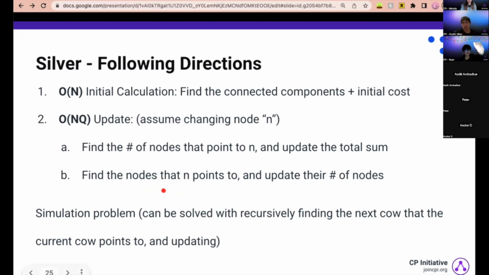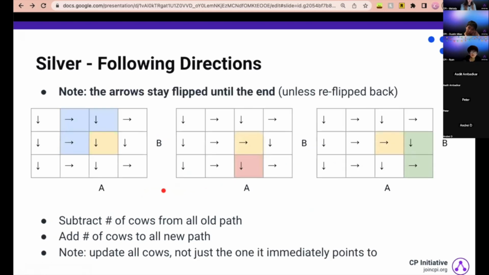So this is in general a simulation question. You recursively find the next cow that it points to and update. Again, I would say that this is the easiest question. One way you could find the solution is, even if you didn't think it was going to pass, you should definitely try and write the brute force for questions. For example, for this silver question, it did pass.